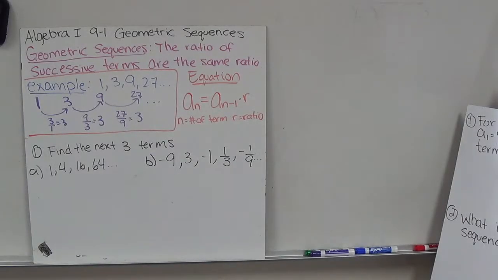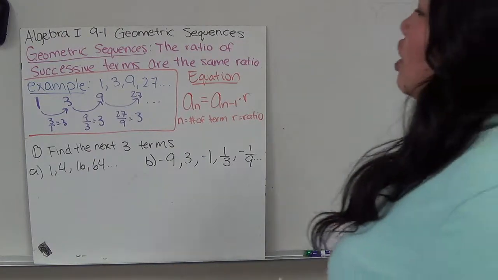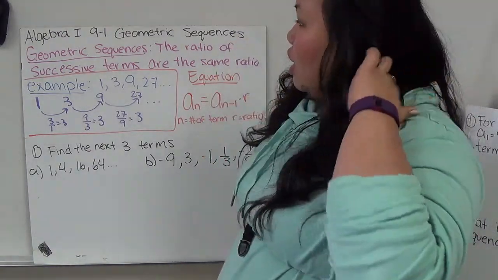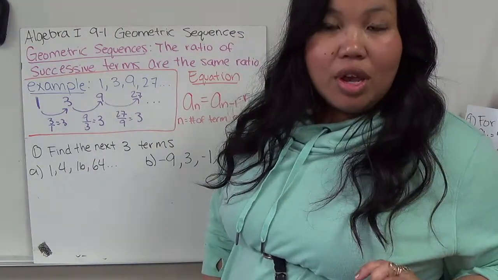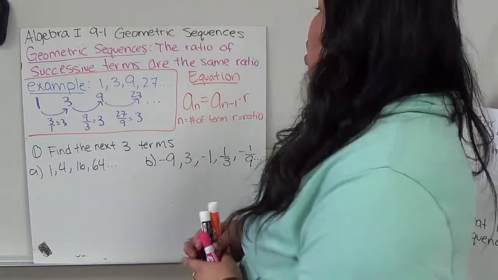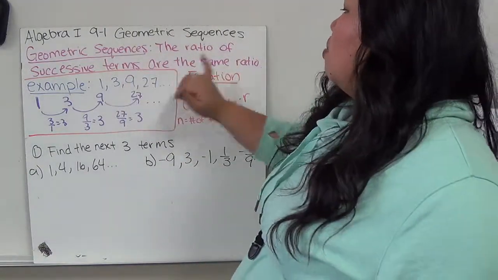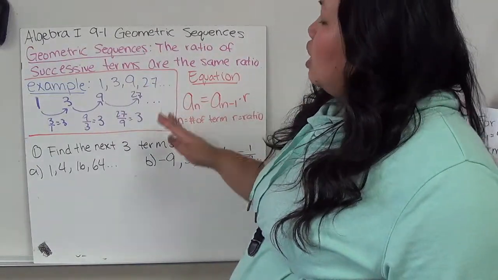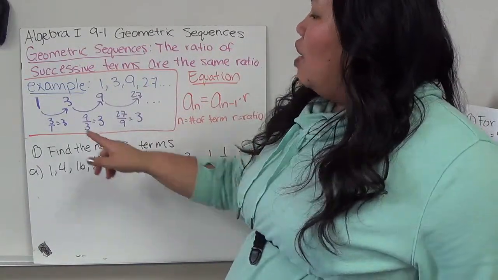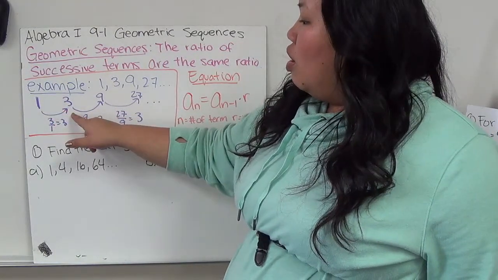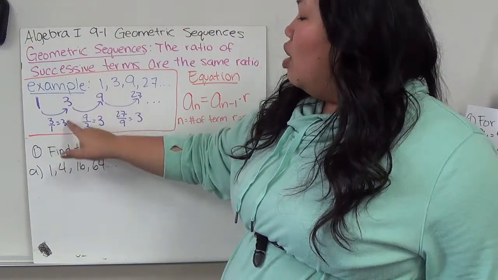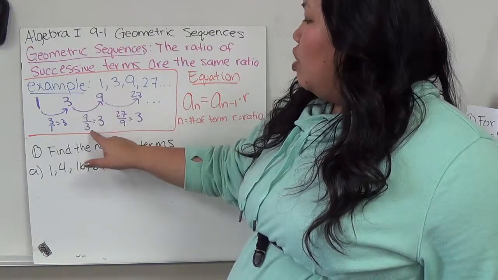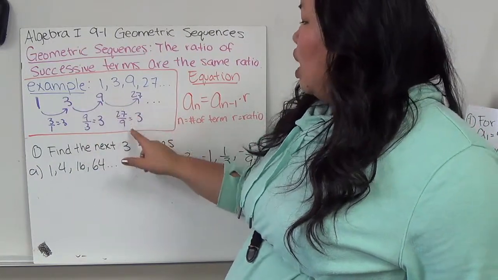In Algebra 1, Section 9.1, we're dealing with geometric sequences. Basically, a geometric sequence is a pattern, but it's a pattern with ratios. The ratio of successive terms is the same. For example, if I have 1, 3, 9, 27, this is a geometric sequence because if I go from 1 to 3, the ratio is 3. 9 divided by 3 is 3. 27 divided by 9 is 3.